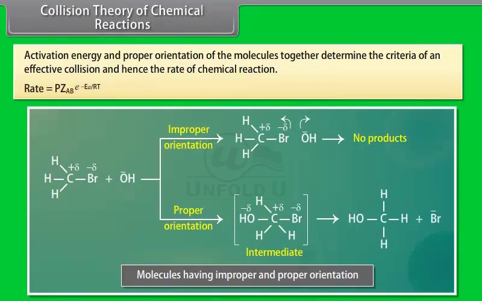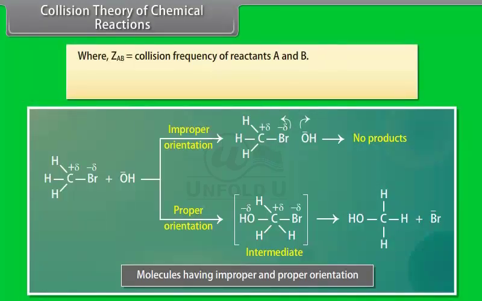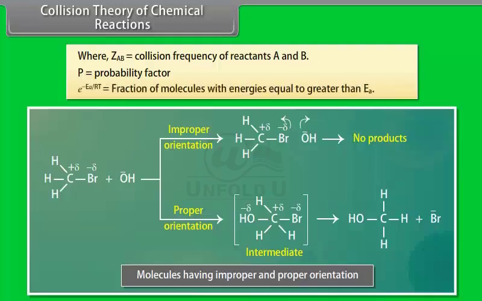Rate = P ZAB e^(-Ea/RT), where ZAB is the collision frequency of reactants A and B, P is the probability factor, and e^(-Ea/RT) is the fraction of molecules with energies equal to or greater than Ea.